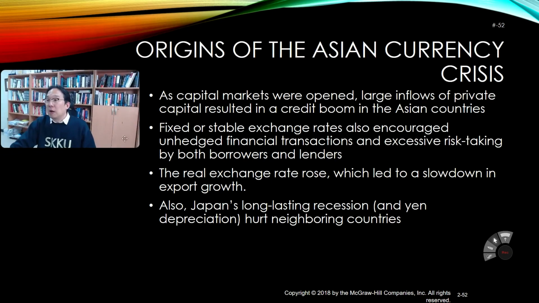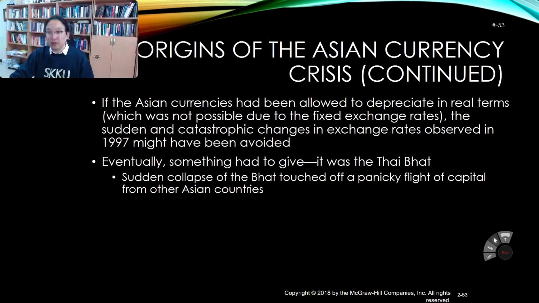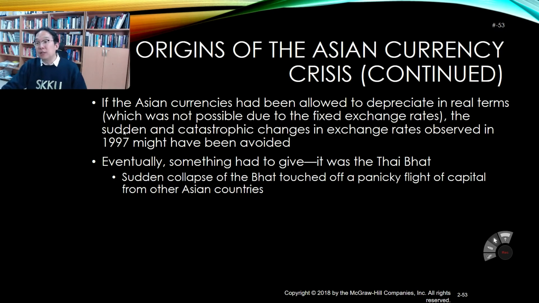Let's go over here. The origins of the Asian currency crisis. As capital markets were opened, large inflows of private capital resulted in a credit boom in Asian countries, easy money. Fixed or stable exchange rates also encouraged unhedged financial transactions and excessive risk-taking by both borrowers and lenders. The real exchange rate rose, which led to a slowdown in export growth, and Japan's long-lasting recession and yen depreciation also hurt neighboring countries. Now, the second page: if the Asian currencies had been allowed to depreciate in real terms, which was not possible due to the fixed FX rate, the sudden and catastrophic changes in exchange rates observed in 1997 might have been avoided.